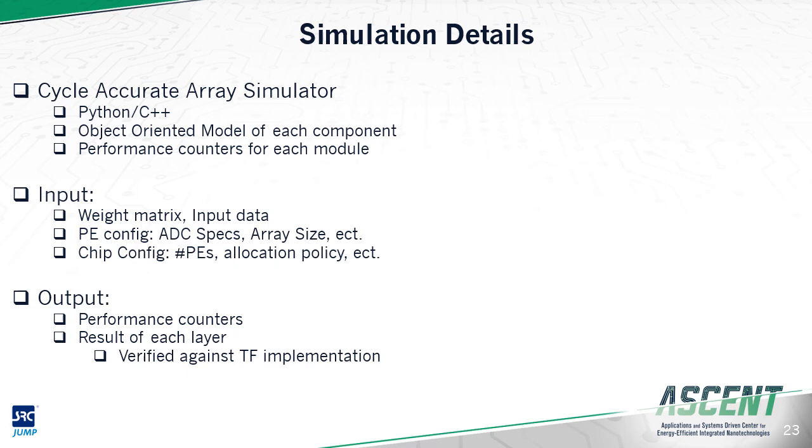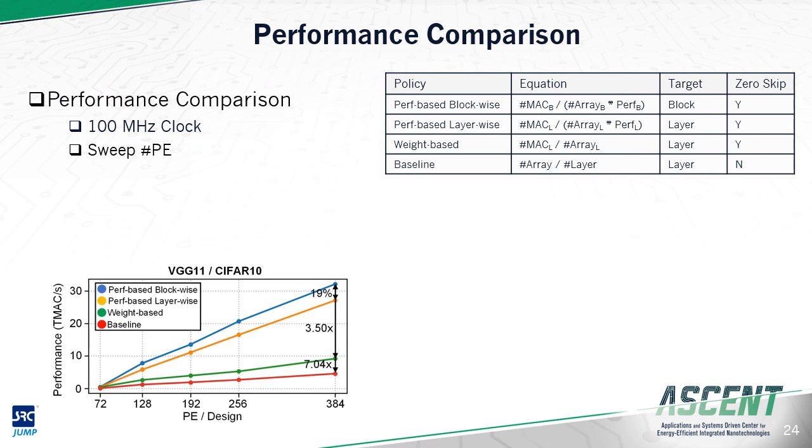As input, we provide the CNN weights and input images, as well as a description of the hardware including ADC specs, array size, and the number of PEs. We also specify the array allocation policy. As output, the simulator generates performance counters and the actual result of each layer, which we verify against a TensorFlow implementation for correctness. For our simulations, we assume a 100 megahertz clock and sweep 5 different designs containing different numbers of PEs.